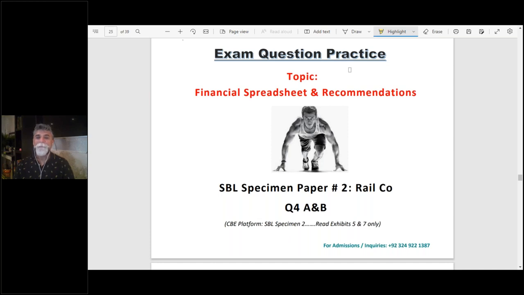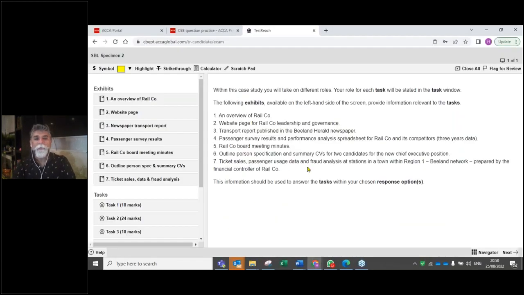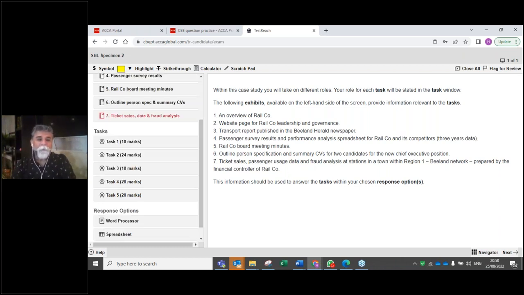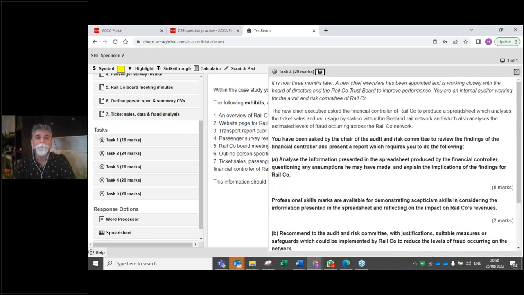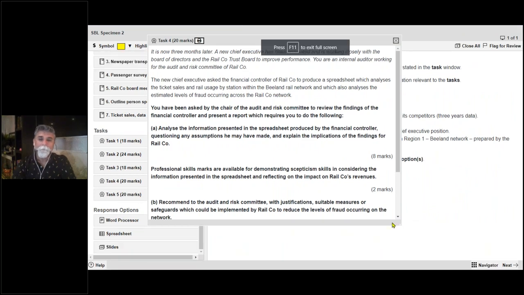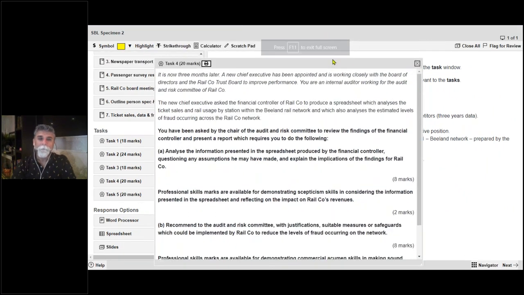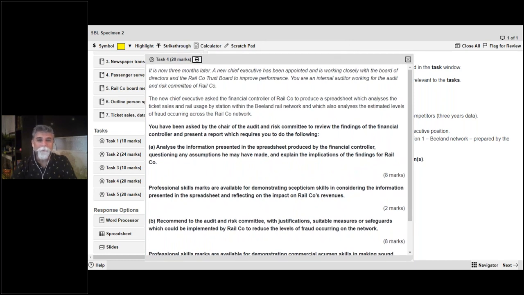Okay, SBL specimen paper number 2, Railco, and we will be doing question number 4A and B. 4A we will do now, and 4B we will do after the break. So please open up your CBE platform, specimen 2, and read exhibit 5 and 7. Question number 4. So we are doing 4A and 4B.